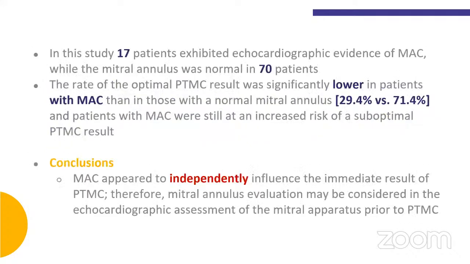So in the other study, 17 patients exhibited echocardiographic evidence of MAC, while the mitral annulus was normal in 70 patients. The rate of optimal PTMC result was significantly lower in patients with MAC than in those with a normal mitral annulus, 29.4% versus 71.4%. And patients with MAC were still at an increased risk of suboptimal PTMC result. So they conclude that MAC appears to independently influence the immediate result of PTMC. Therefore, a mitral annulus evaluation may be considered in the echocardiographic assessment of the mitral apparatus prior to the percutaneous commissurotomy.